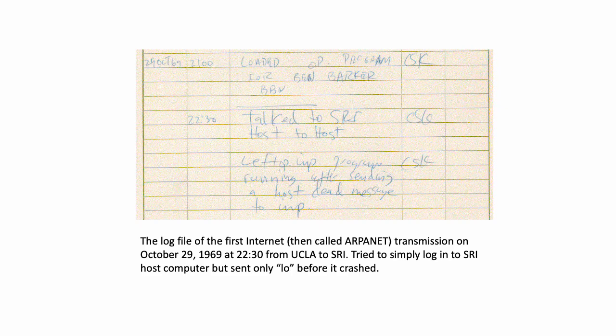I like to show this because it's kind of funny. This is the log file from the first internet transmission. It was called ARPANET at the time. The date is October 29th, 1969, and it's UCLA communicating with SRI. So the two original nodes on the internet, and they're trying to log on, and they got through the L and the O before it crashed.